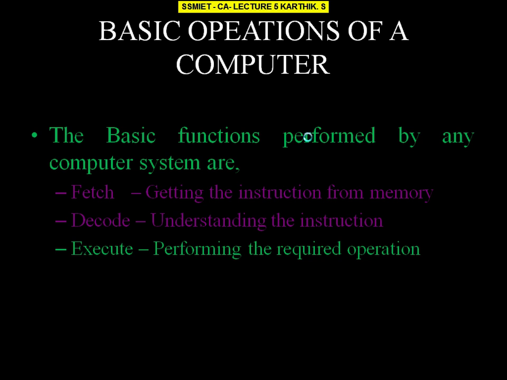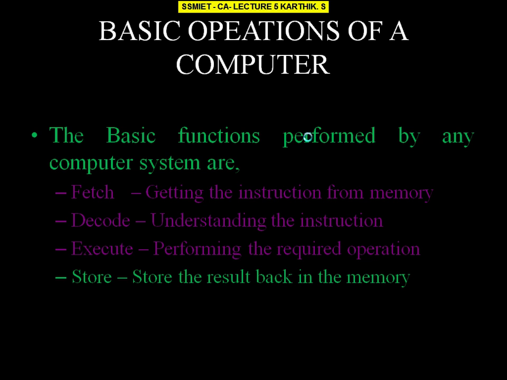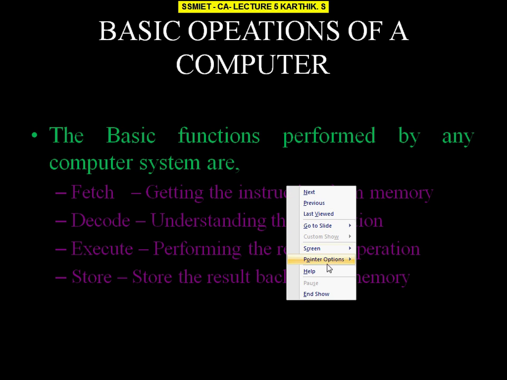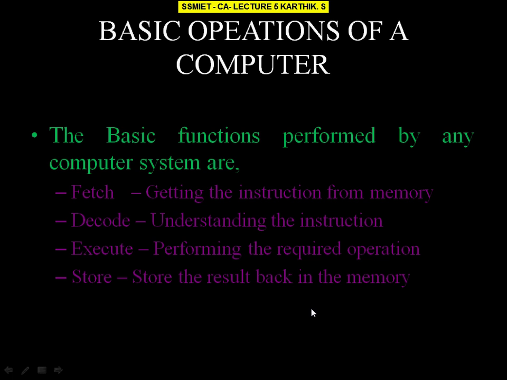The third operation or function of the computer is to execute the understood instruction, that is, it is going to execute the fetched instruction. After executing the instruction it will produce the results. The fourth operation is to store the results, that is store. So the four basic operations of a computer are fetch, decode, execute and store. Now we will discuss these operations in detail one by one.